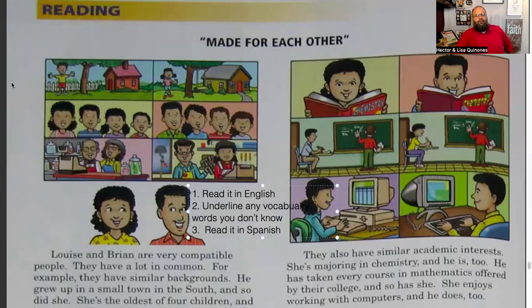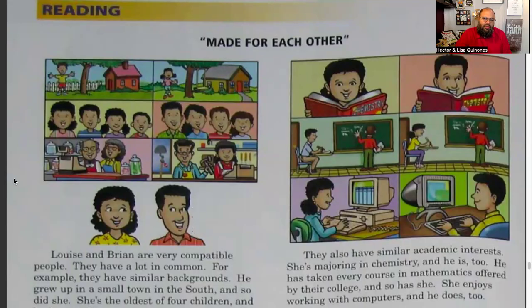Here we go. Number one, I read it in English. Louis and Brian are very compatible people. They have a lot in common. For example, they have similar backgrounds. Then I have to underline any vocabulary. Oh, I misspelled vocabulary. I'm sorry. Let me delete this. Oh, I deleted everything. I'll fix it here.